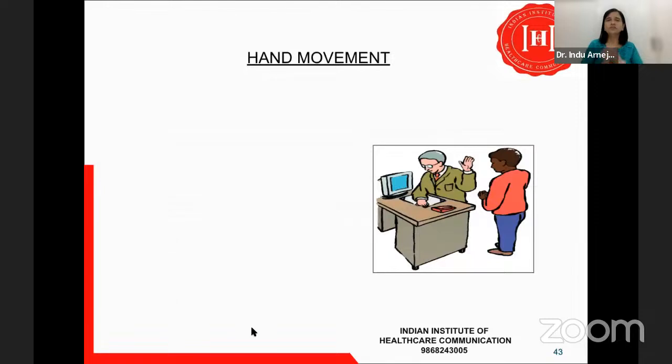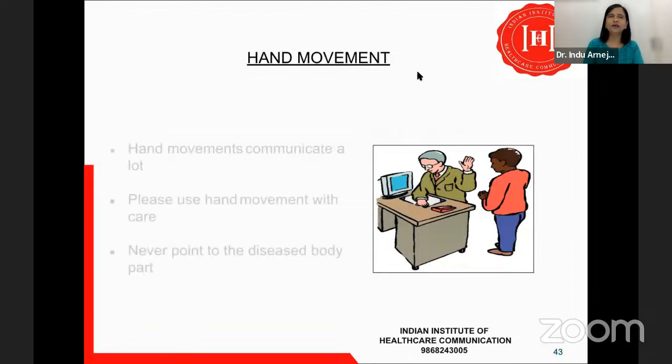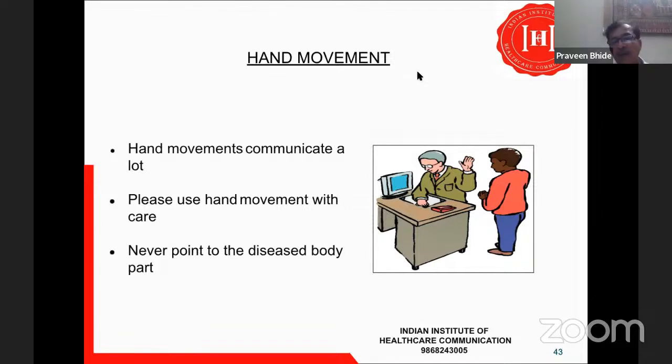Hand movements. So which hand movements are not okay? Can you think of some hand movements that you think are not okay? This finger pointing is bad. Absolutely. Showing finger is not a good idea. Yeah. And what else? Waving a person off is also not good. Okay, that's also not good. What else? So pointing to the diseased part is also not a good idea. If you show your finger to a particular part of the body, it's uncomfortable.